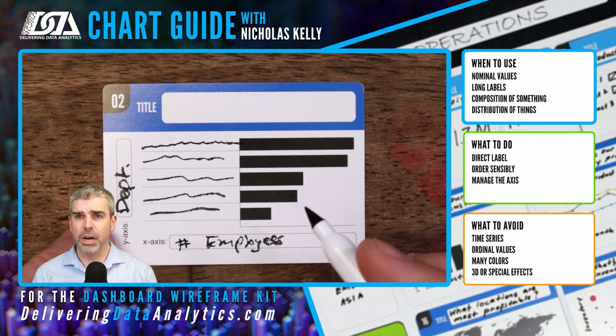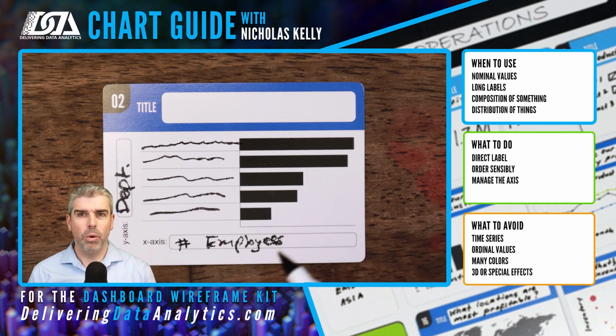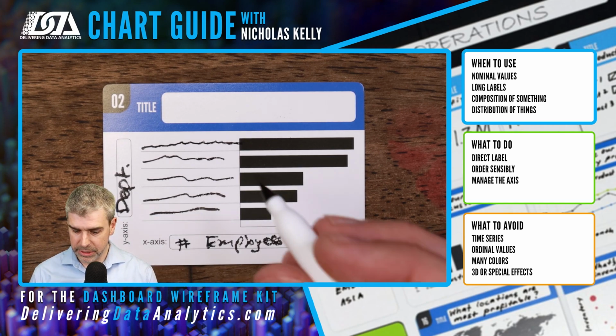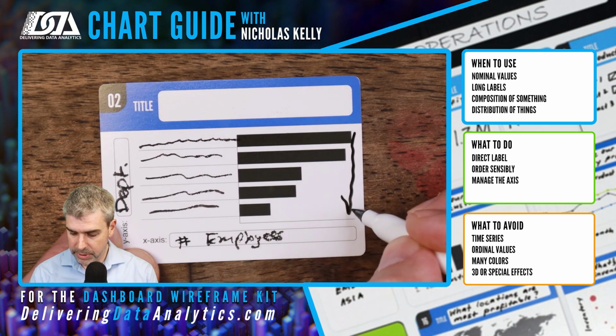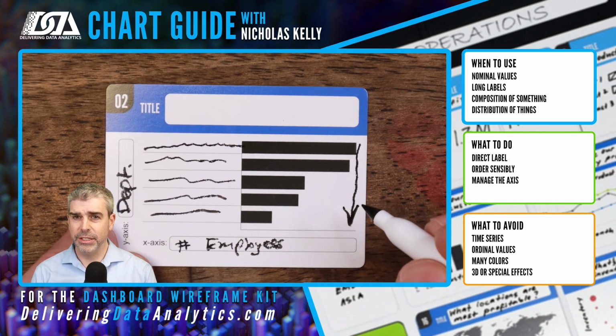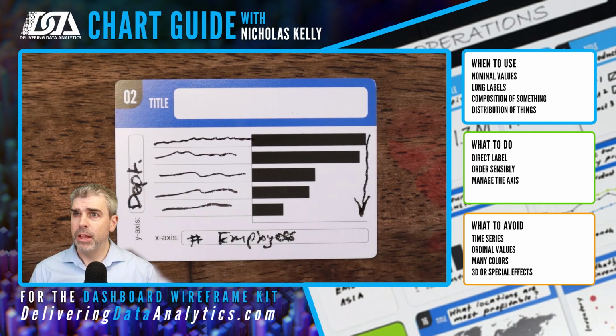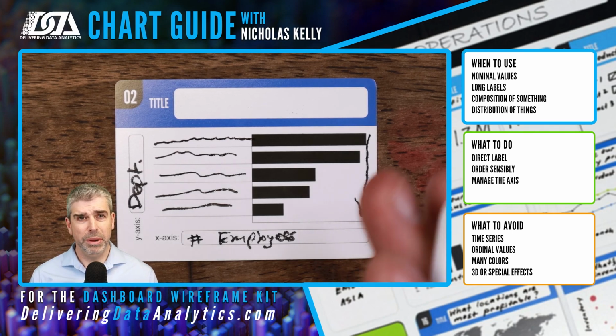So a horizontal bar is for nominal values, not ordinal, not where the sequence matters. The sequence doesn't really matter here other than the size, okay? So we can use size a bit more effectively here in this visualization. Other things you can use this for are compositions and distributions of things. It's a good alternative to a pie chart.